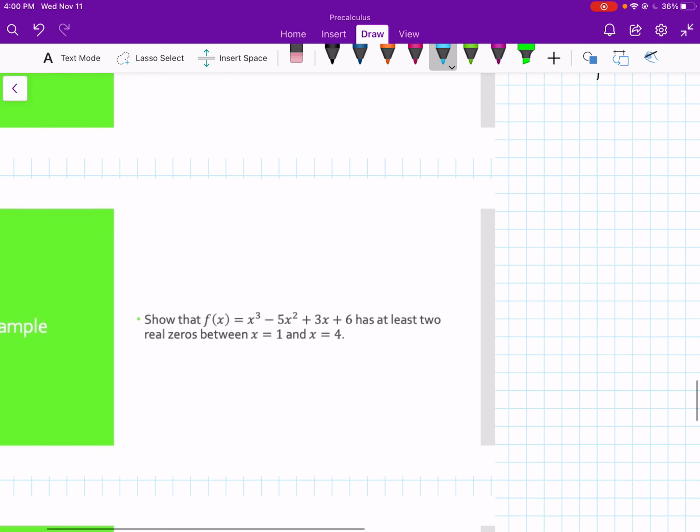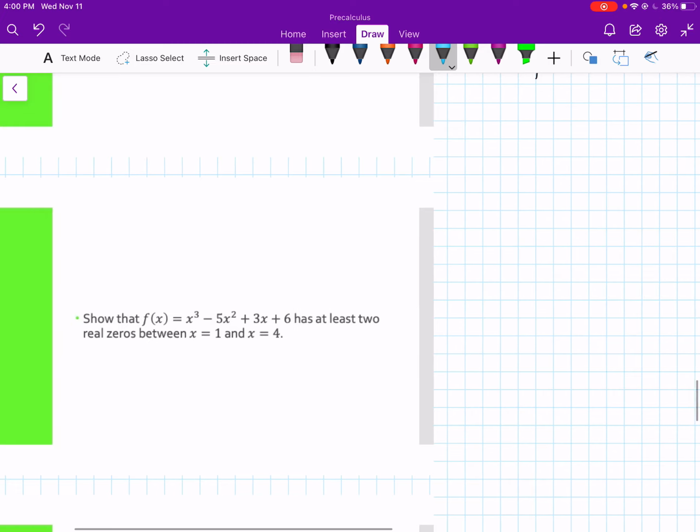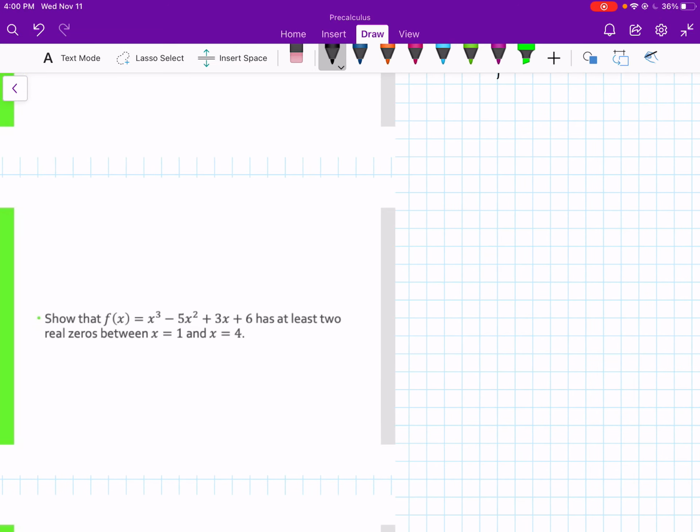So let's show that f of x equals x cubed minus 5x squared plus 3x plus 6 has at least two real zeros between x equals 1 and x equals positive 4. So what I'm going to do to look at this is make an xy chart, and I'm plugging in 1, 2, 3, and 4.